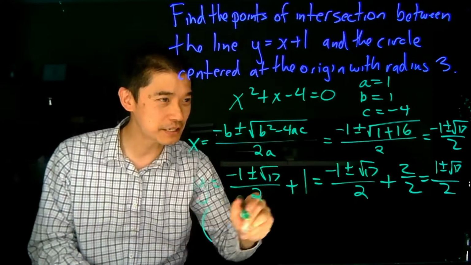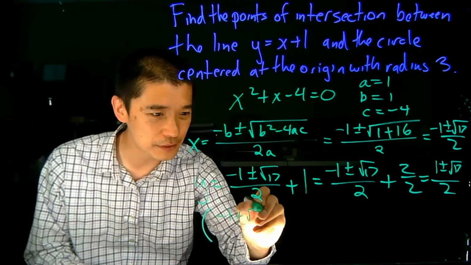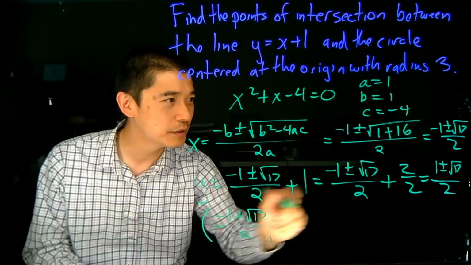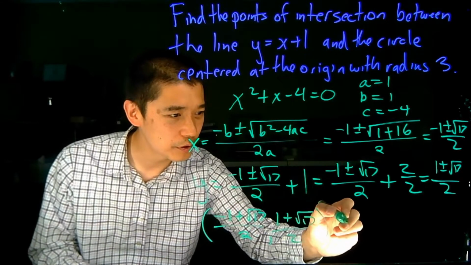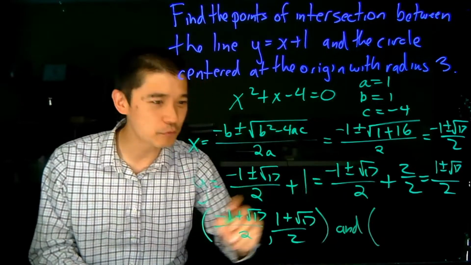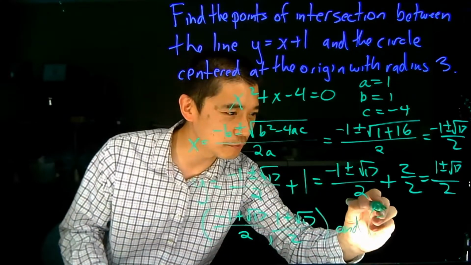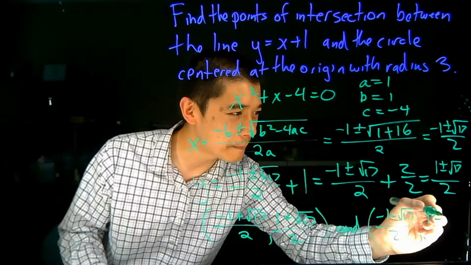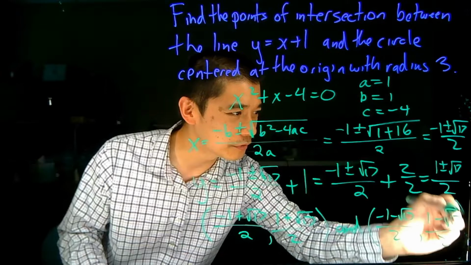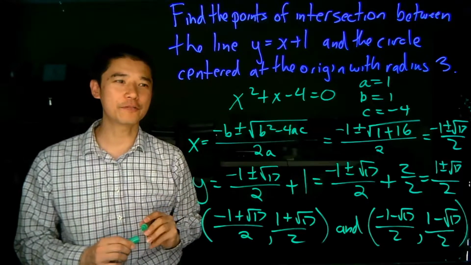We'll take the plus case first. So negative 1 plus the square root of 17 over 2, 1 plus the square root of 17 over 2, and the other point when we take the minus case, so negative 1 minus the square root of 17 over 2, comma, 1 minus the square root of 17 over 2. And these are the 2 points of intersection.